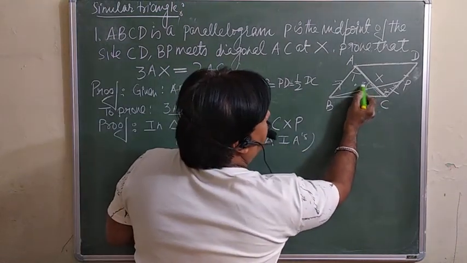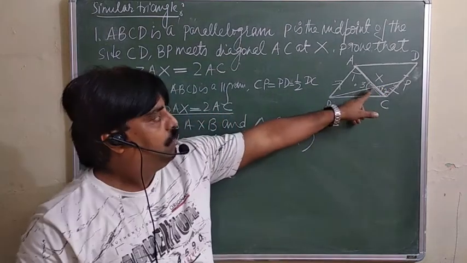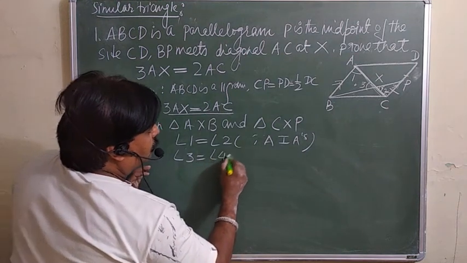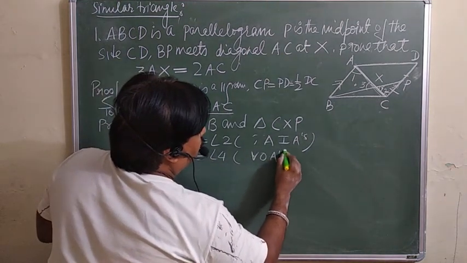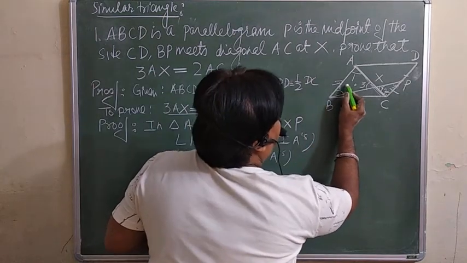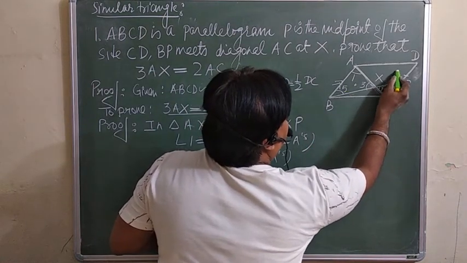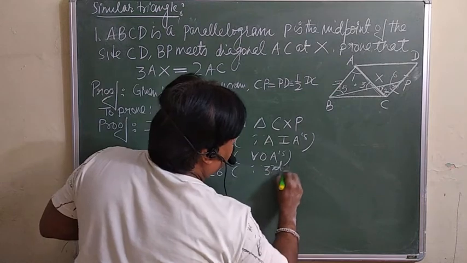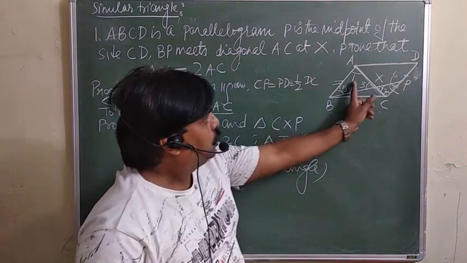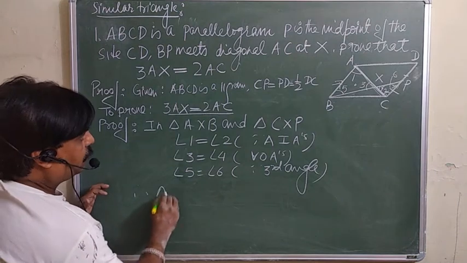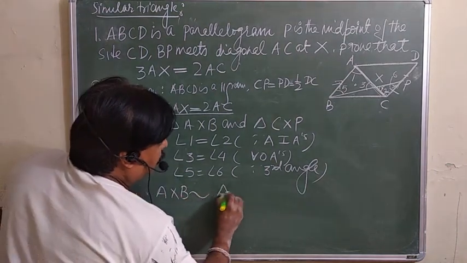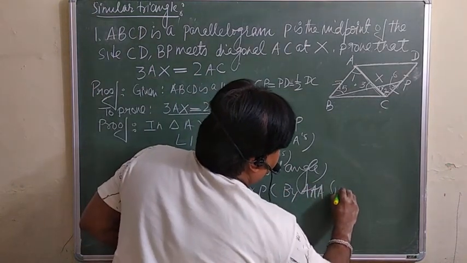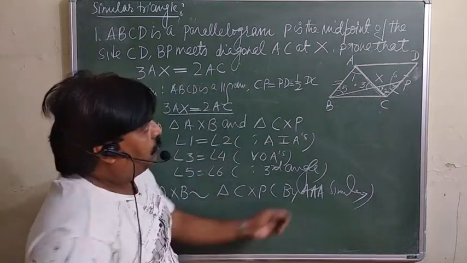Similarly, angle 3 will be equal to angle 4, vertically opposite angles. So automatically you can say the third angle, angle 5, will be equal to angle 6. So for these two triangles, you can say therefore triangle AXB is similar to triangle CXP by AAA similarity.